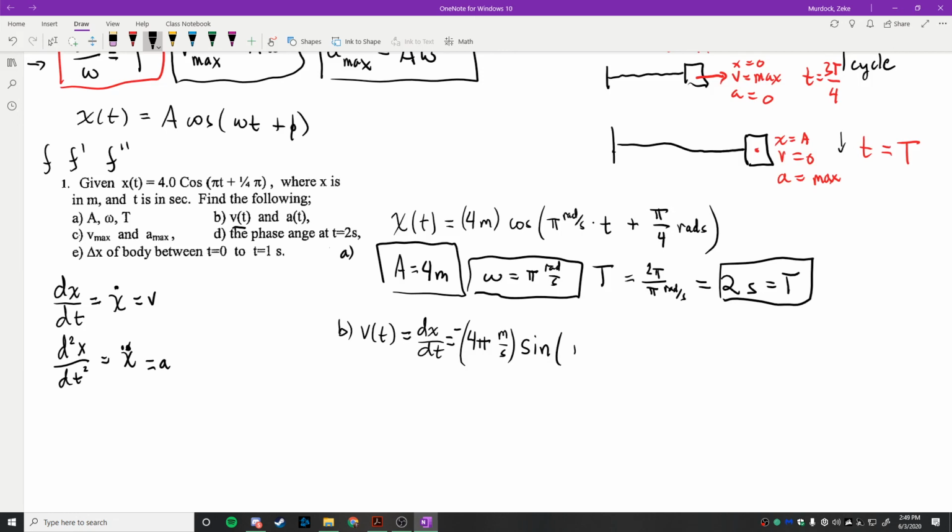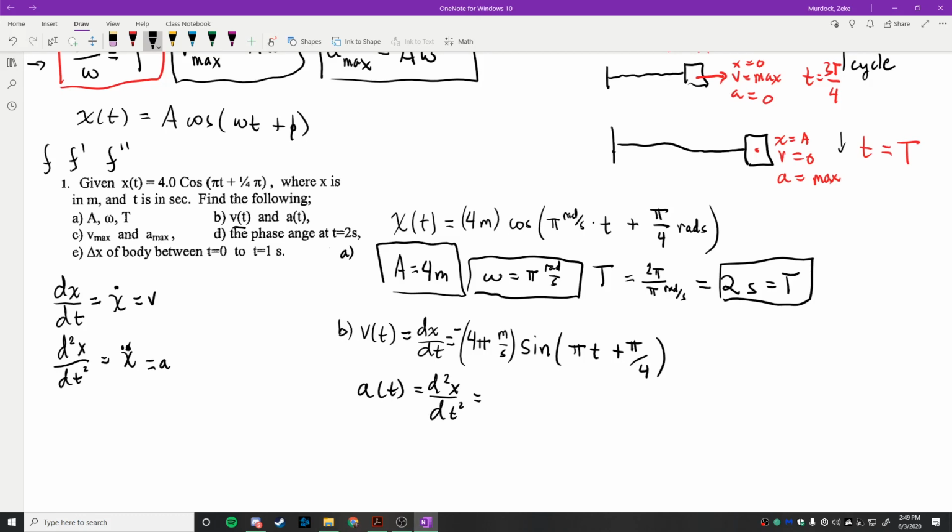And then sine of pi t plus pi over 4. I don't want to write the units every single time, but remember that they're there. So negative 4 pi meters per second. There you go. And then to find the acceleration as a function of time, we would just take the second derivative, the second time derivative, d2x dt2.